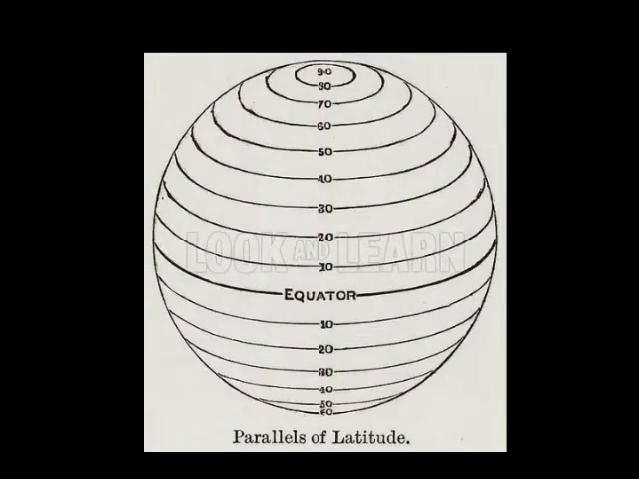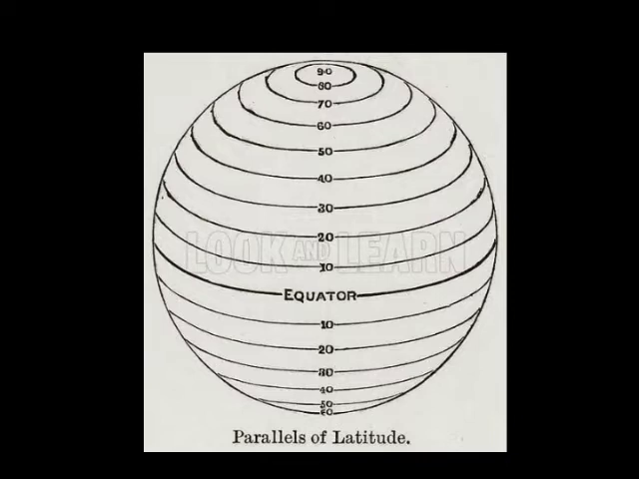In the next picture, we see the equator. Now, equator is an imaginary line around the middle of the earth. It is one of the lines known as the line of latitude. It is at 0 degree and it divides the earth into two hemispheres, that is northern and southern hemisphere.